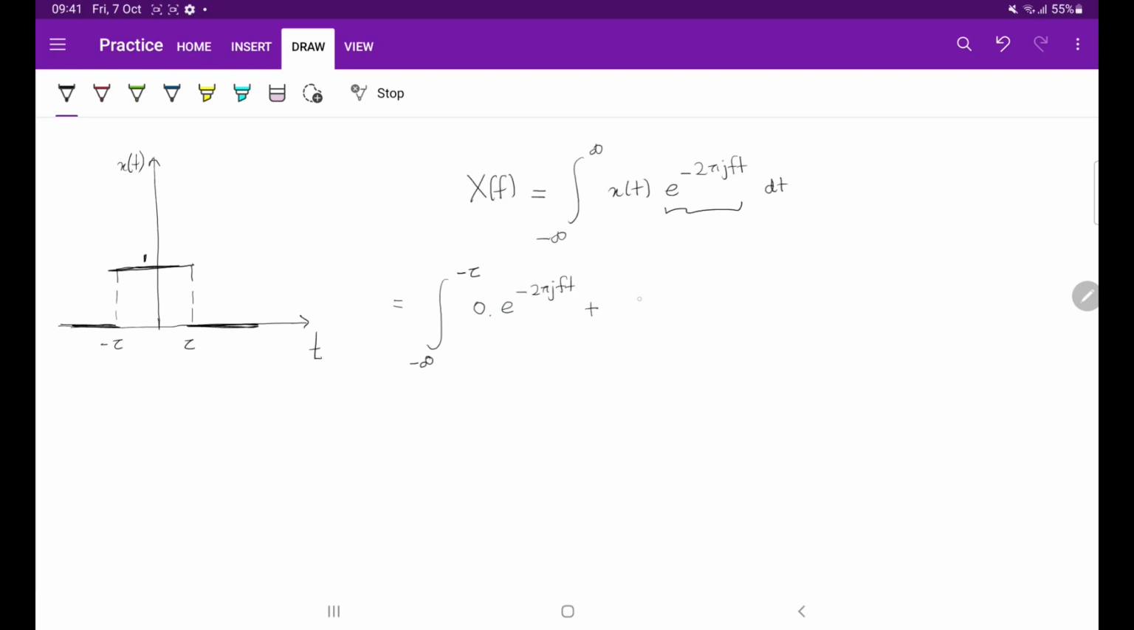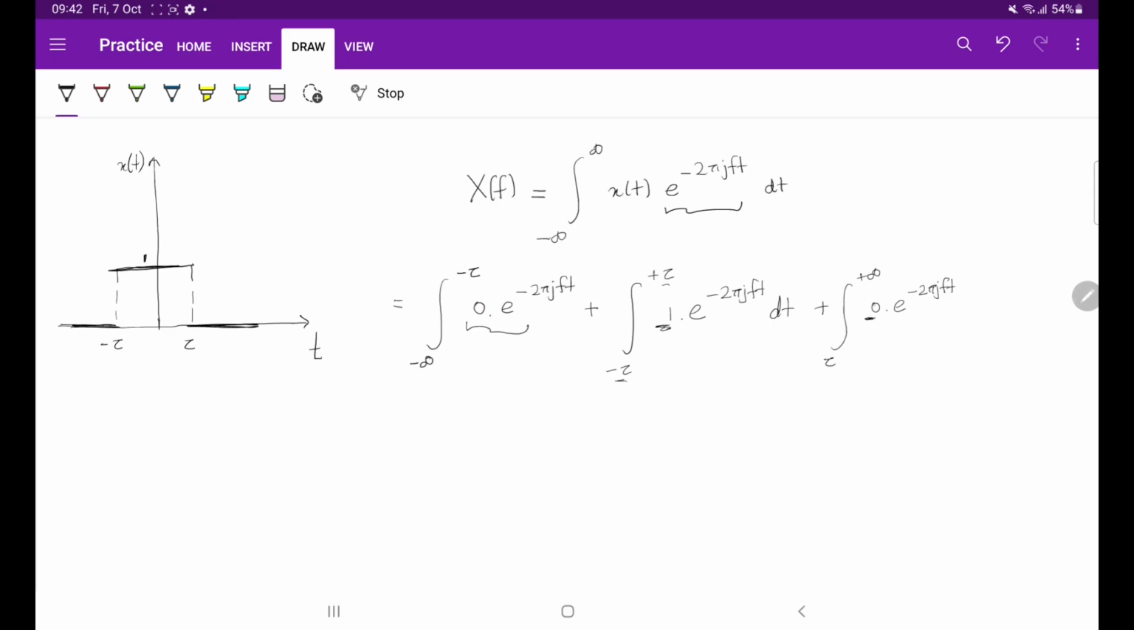Likewise, you can write it for the other two. So now I have written all the functions and their portions. From minus tau to plus tau, it has the value of 1, so instead of x(t), you substitute a value of 1. Likewise, from plus tau to plus infinity, it has a value of 0. If you integrate this part, you can directly tell it's going to be 0, because anything multiplied by 0 is 0, and if you integrate that again, you get 0.